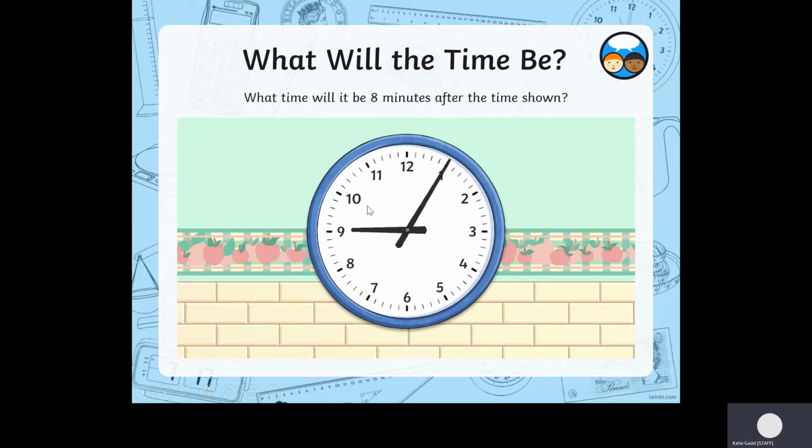Okay, how about now? It's 5 minutes past 9. What time will it be in 8 minutes time? Let's have a look. So again, I know 8 is made up of 5 and 3. So I jump on another 5 and then 3. 1, 2, 3. So it's 13 minutes past 9.